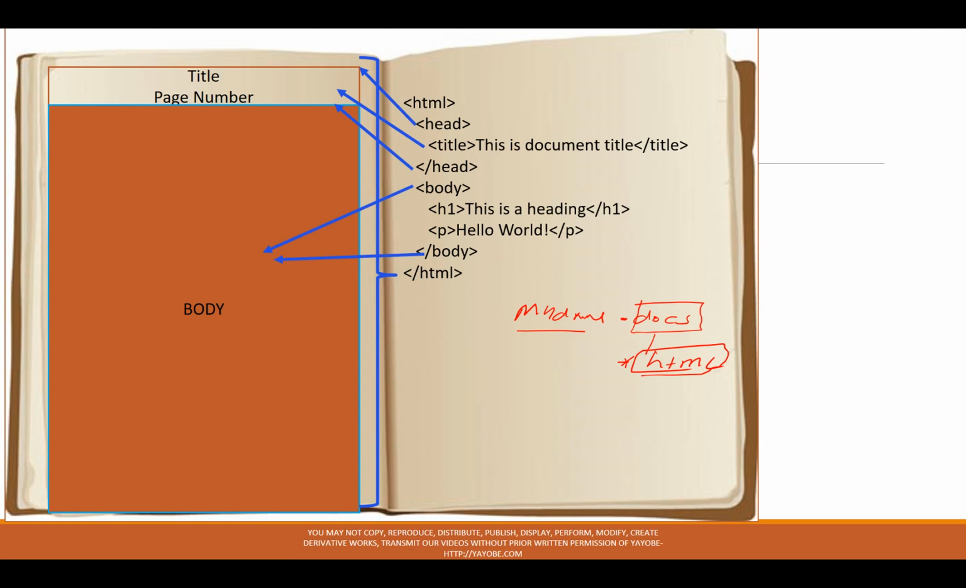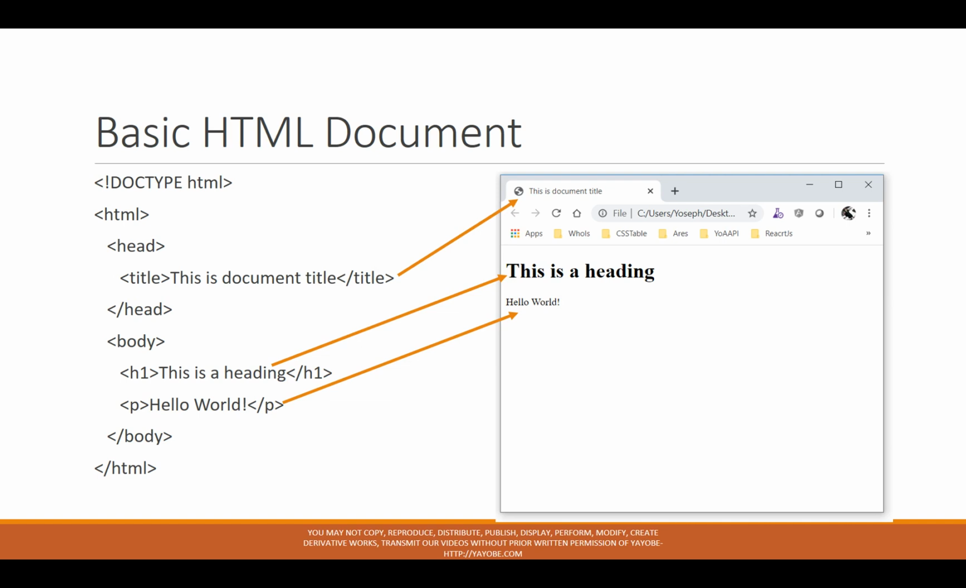So that's the body. Now the basic HTML page, as I mentioned, should have HTML. You see, it has a title, that is the title of the document. And then it should have the body, and in the body we can write whatever we want. For example, we can put an image in here, but that image should have a tag, an element.